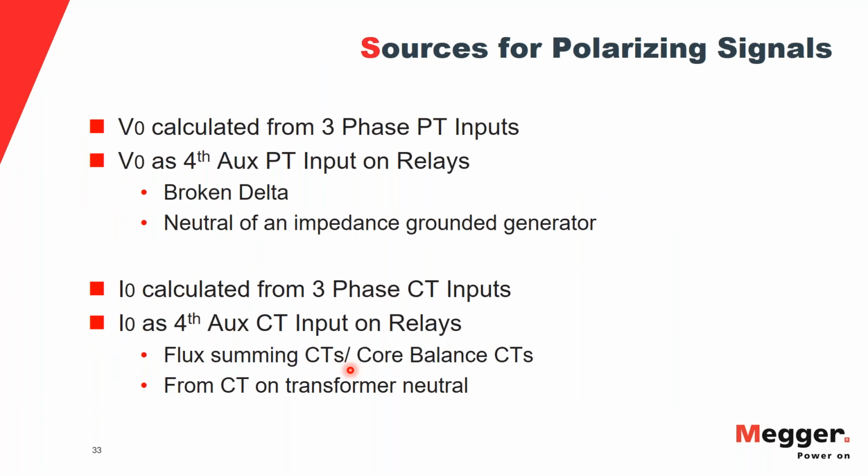So let's take a look here at how microprocessor relays are different from electromechanical relays when directional elements are concerned. In microprocessor relays, as I told you, they have phase inputs and sometimes an auxiliary input. So your zero sequence voltage can be calculated inside the box by measuring the phasor quantities from the phase inputs. So V0 can be calculated from three-phase PT inputs, or V0 can be used as the fourth auxiliary input on the relay. That fourth auxiliary input you can connect either to the broken delta PT connection for the zero sequence voltage polarization method, or you can connect to a neutral of an impedance grounded generator or transformer if you are using a zero sequence current polarization technique.